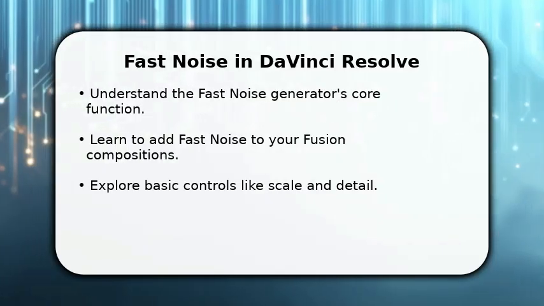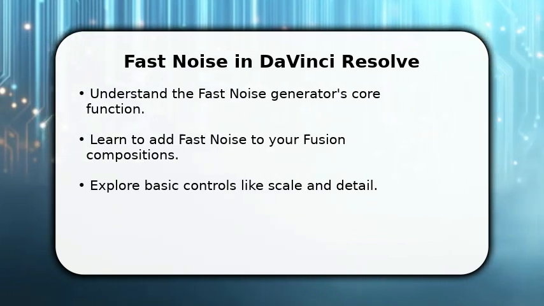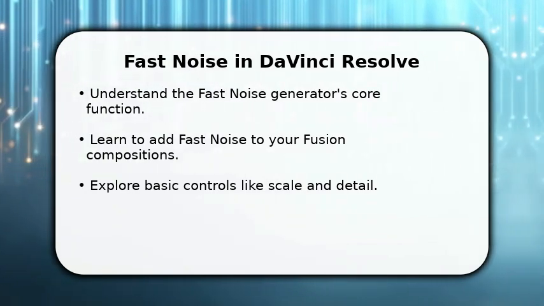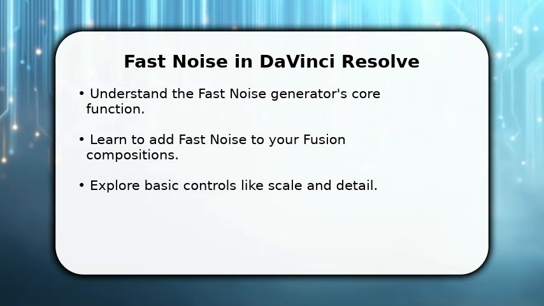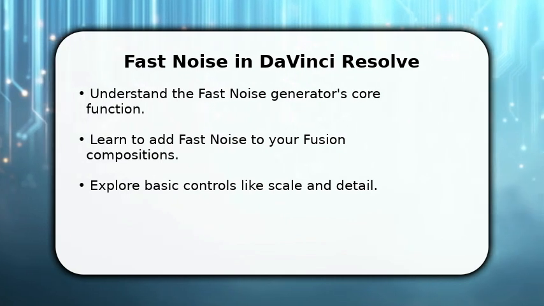In this video, I will explain how to use fast noise in DaVinci Resolve. First, open a Fusion composition and add a fast noise node from the generator's menu. Connect its output to a media out node to see the effect.